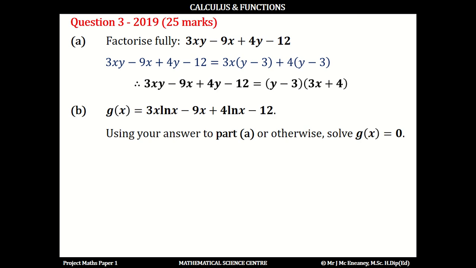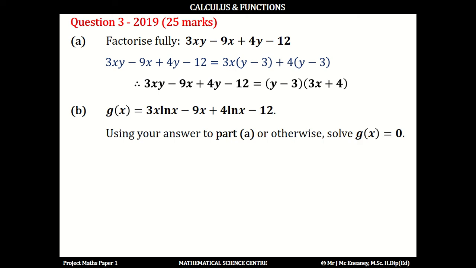In part B, g of x is 3x ln of x minus 9x plus 4 ln of x minus 12. So then, using your answer to part A or otherwise, solve g of x equals 0. Now, the only difference between the expression given in part B and the expression given in part A is that instead of y, we've now got the ln of x.